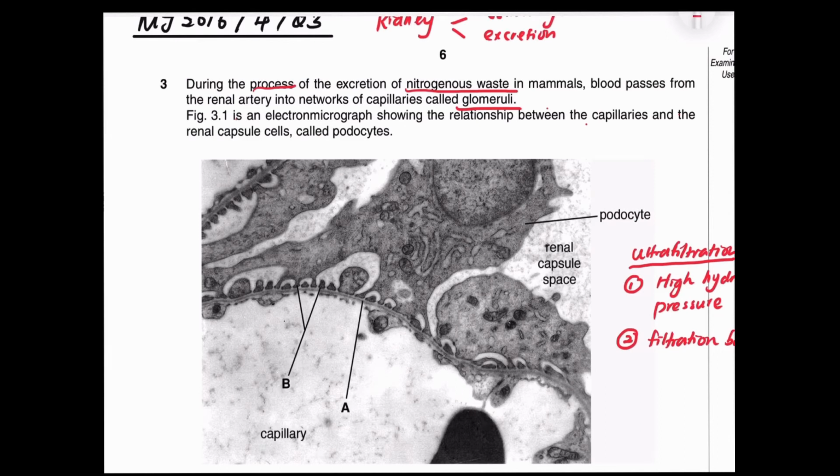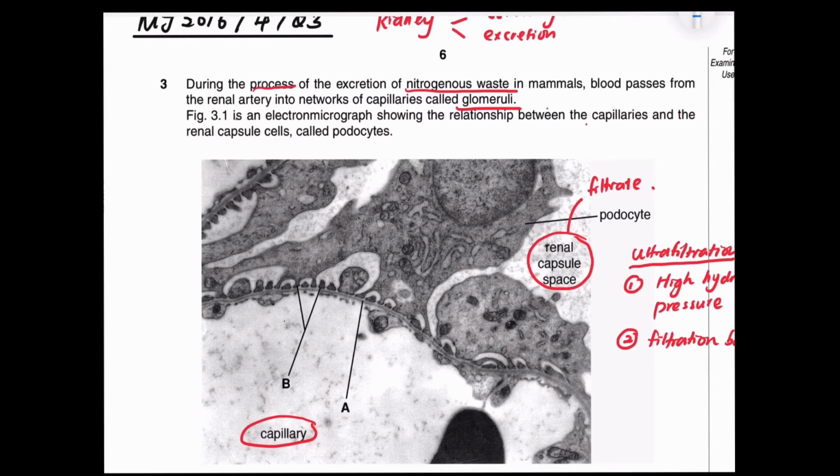As we know that the filtration barrier is meant to separate the blood in the capillary from the tissue fluid. So let's identify where can we find the blood and where is the Bowman's capsule. So here, this is the capillary. And you can see that this is the renal capsule space, where this is where your filtrate forms. So now the barriers will be between these two fluids.